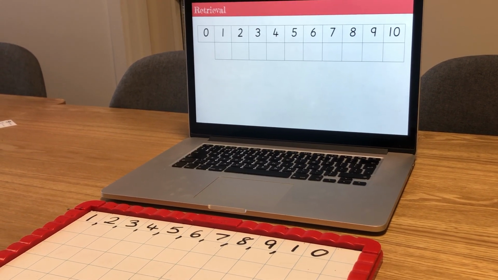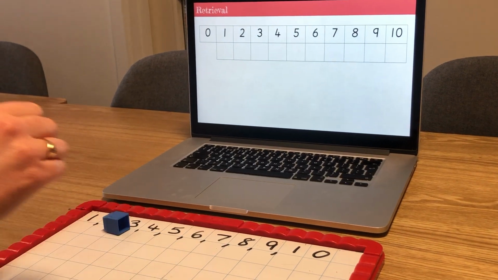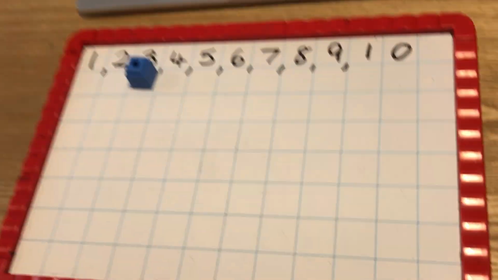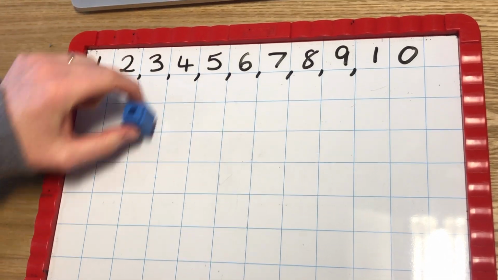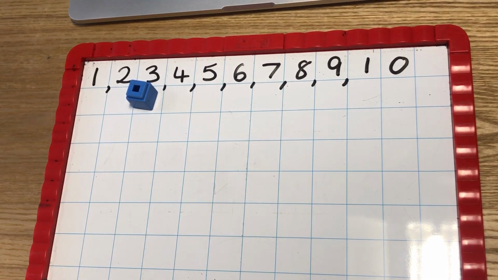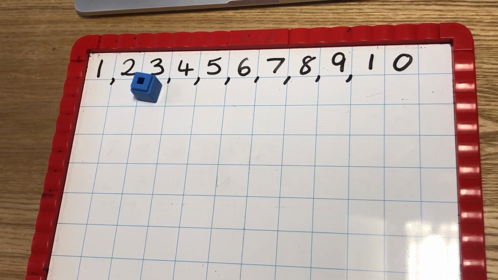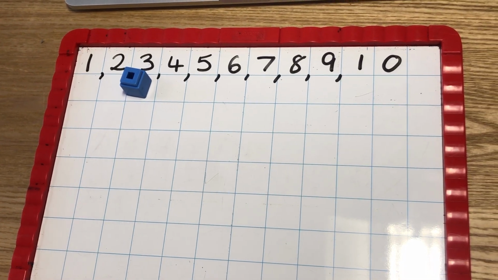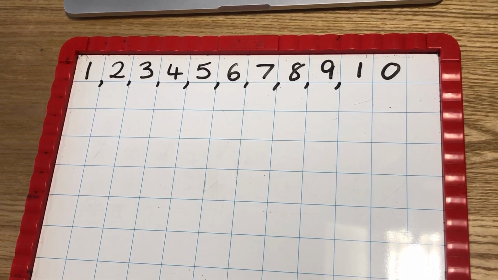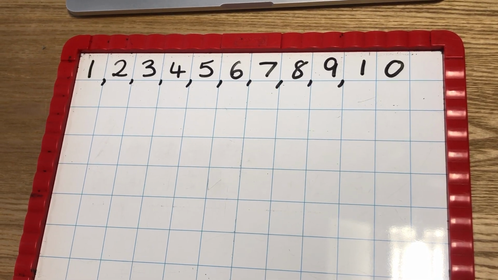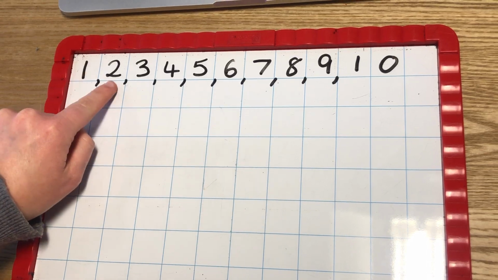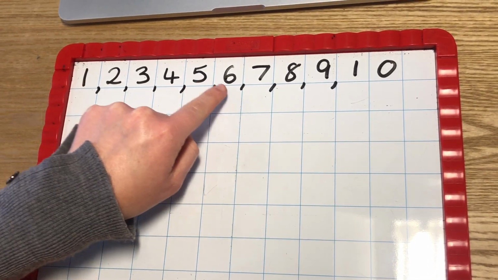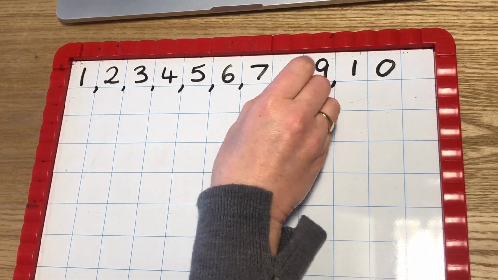3. I can check that I've got it right. 1, 2, 3. I found it. I found the number 3. On the next one, see if you can find the right number before me. 8. Let's see. 1, 2, 3, 4, 5, 6, 7, 8. There it goes.